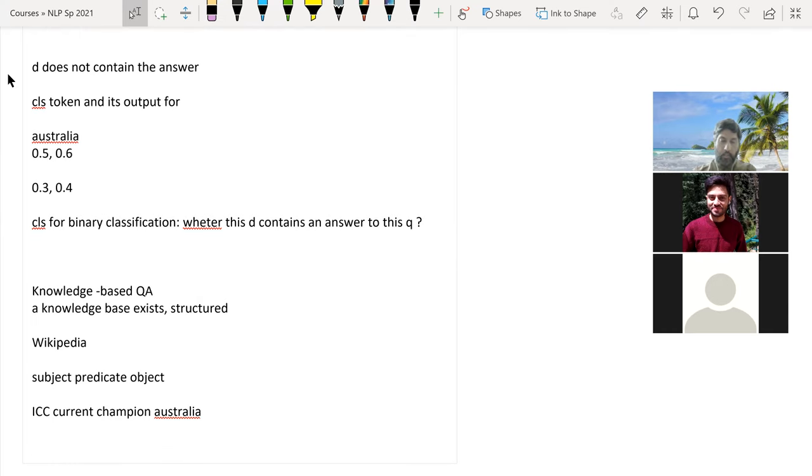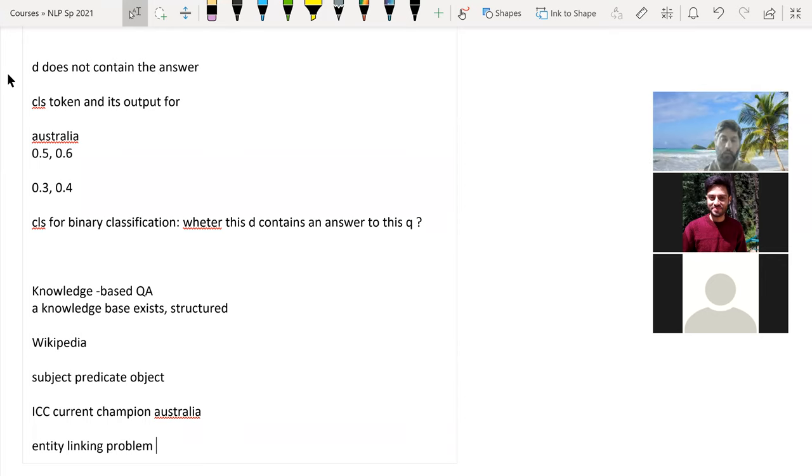And the general problem here is, of course, called the entity linking problem. So whenever you see two entities, you would like to link them. And how would you like to link them? You link them through some predicate. So here the entity was ICC, the other entity was Australia. They are linked through the predicate current champion.